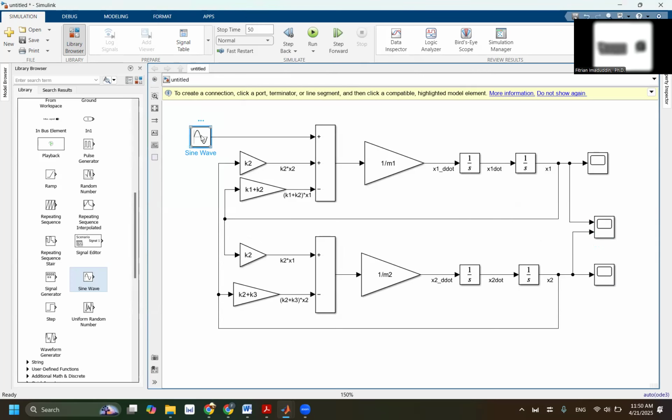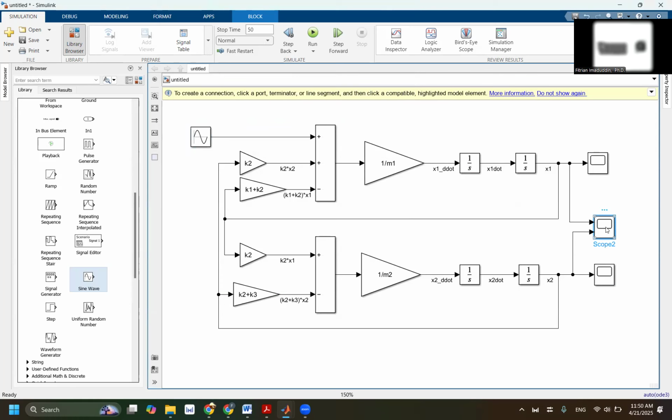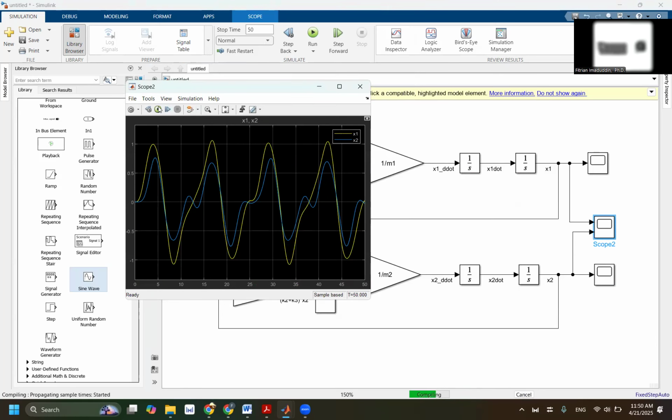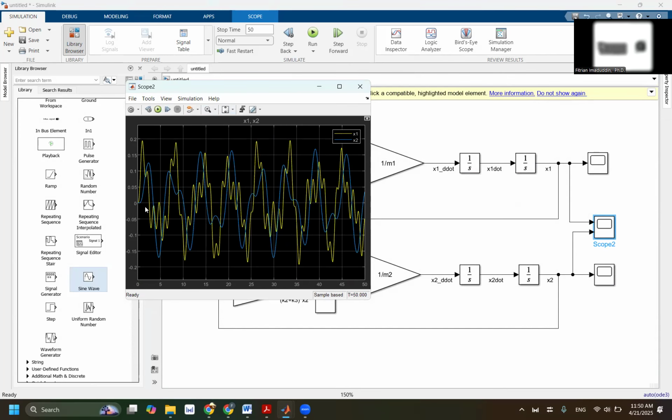As a proof, if I increase this, probably to 5 radian per second, what you will see is the 5 radian per second, the small one, while the big one is the natural frequency. So it's a combination of both.